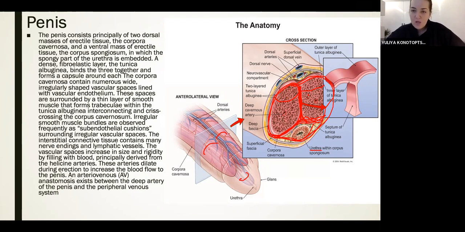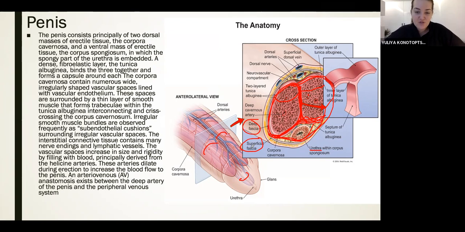You will see two fascias outside of the tunica albuginea. There will be superficial fascia and there will be deep fascia. Deep fascia is also known as Buck's fascia, B-U-C-K. So deep fascia is also known as Buck's fascia.